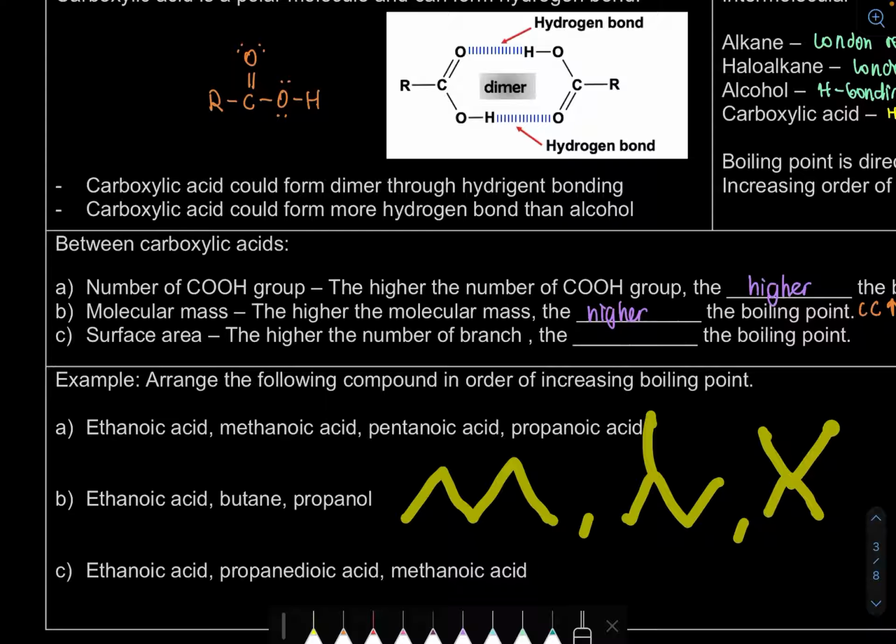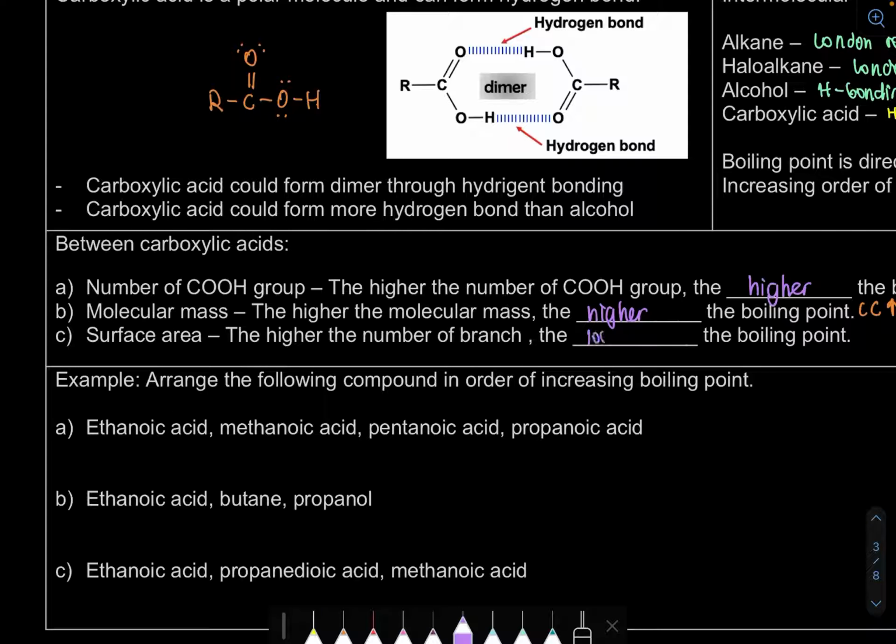Next, we're going to look at the surface area. For surface area, we have to look at the number of substituents, or in this note I wrote down the branch. So what happens is, the higher the number of branches, the lower the surface area. When it has a lower surface area, less energy is needed to overcome the force. So what will happen? We will have a lower boiling point. The higher the number of branches is the same as substituents.